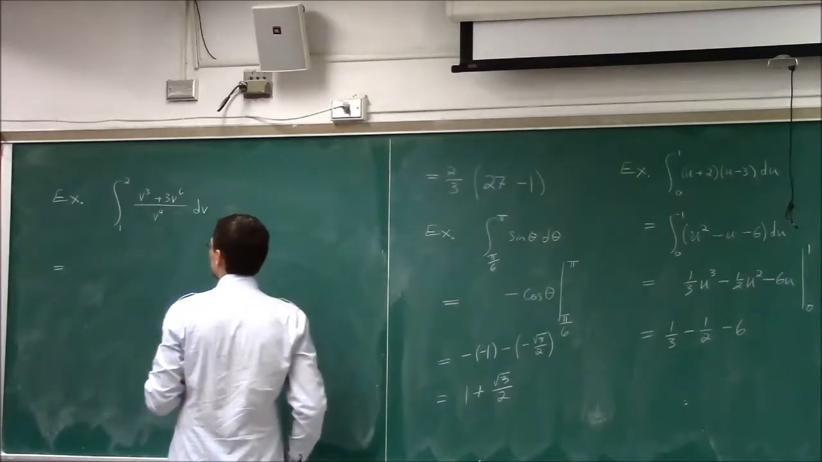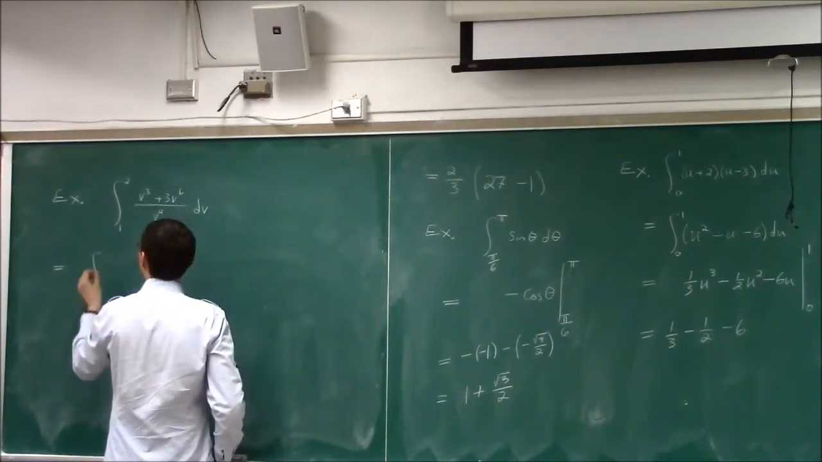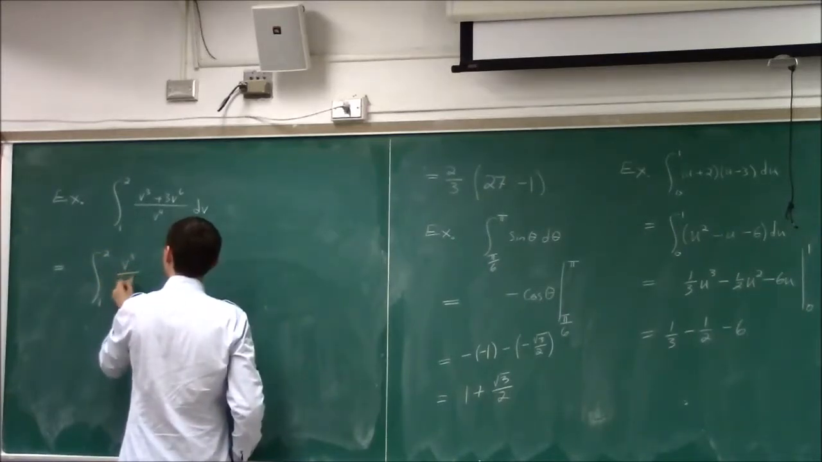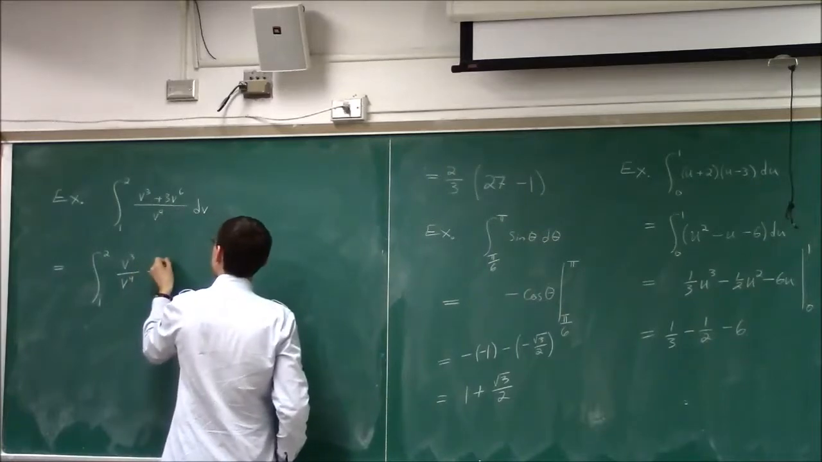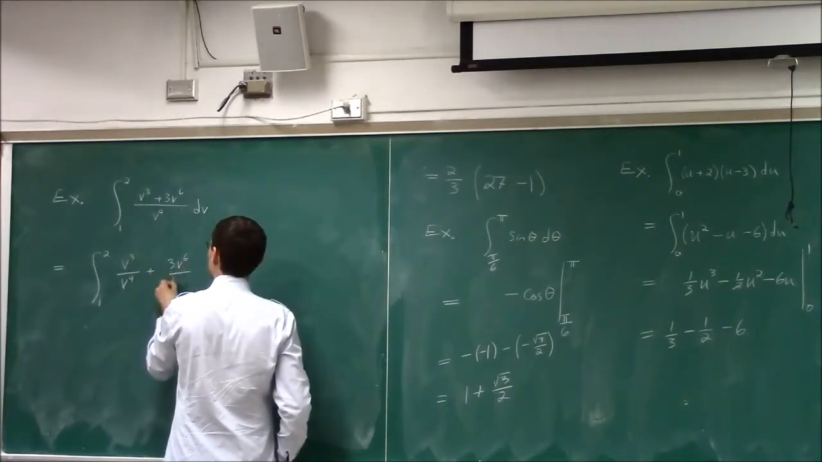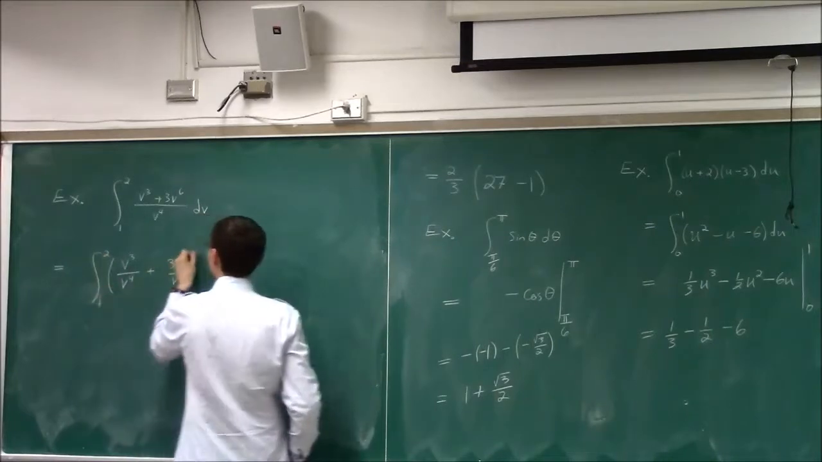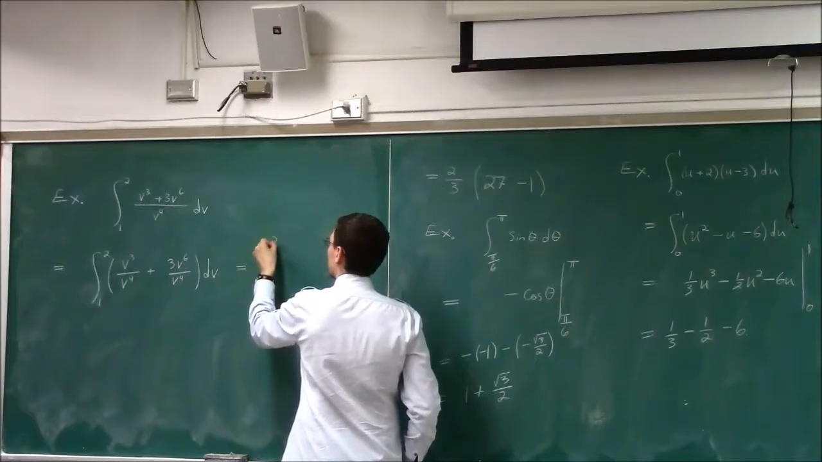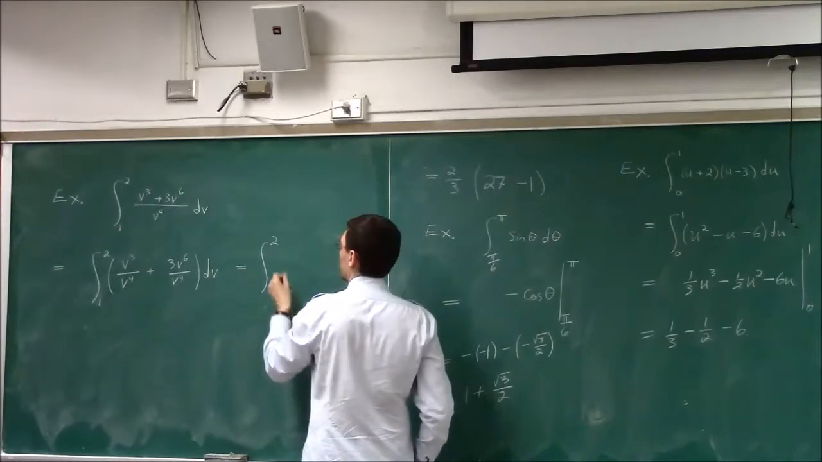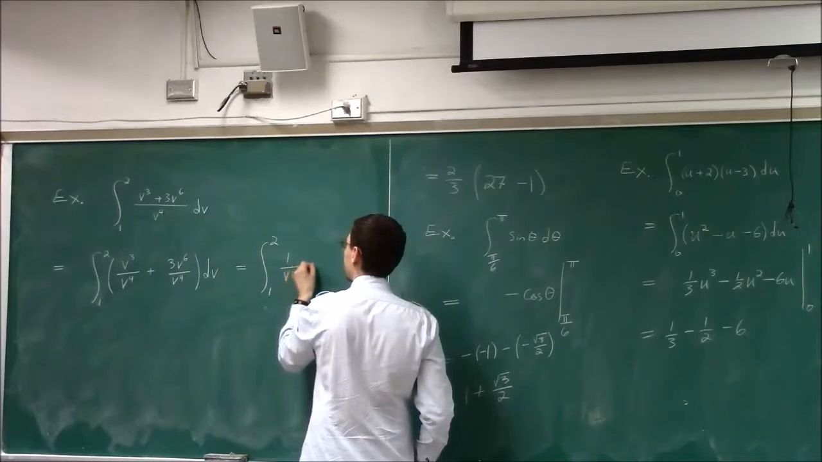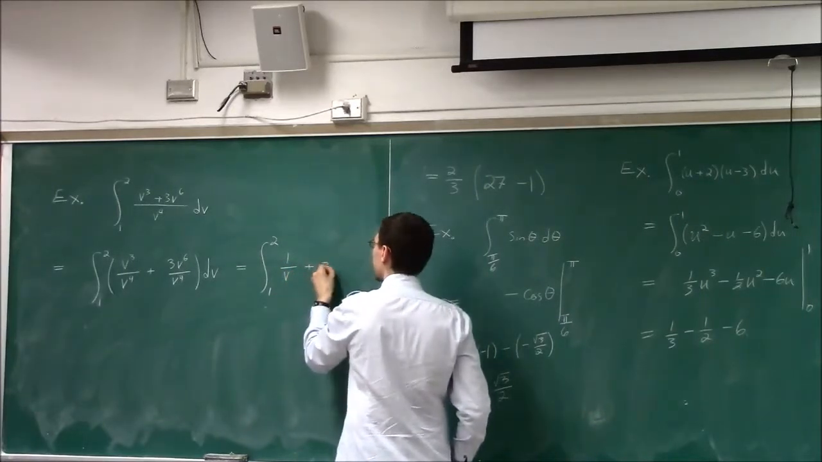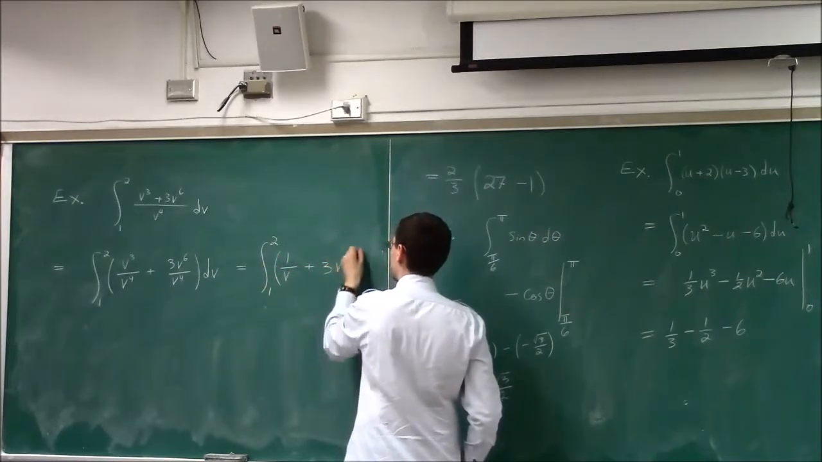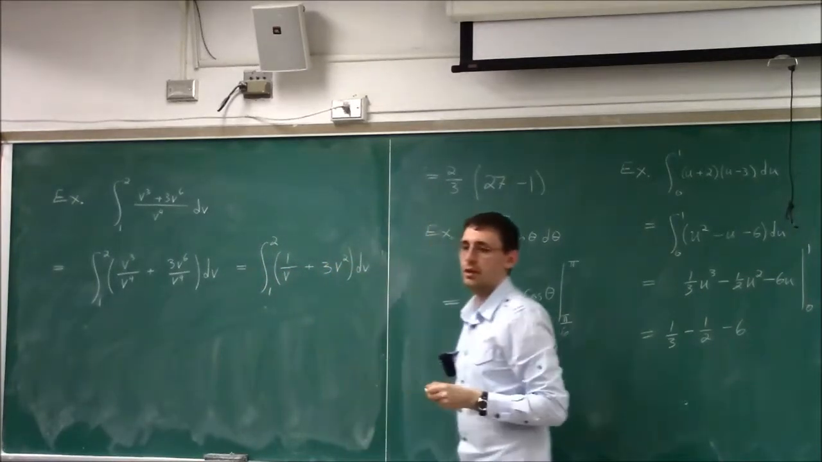Separate. So it's 1 to 2, and what you do is this is v cubed over v to the 4 plus 3v to the 6 over v to the 4, dv. This is from 1 to 2. V cubed over v to the 4 is 1 over v plus 3v squared. Correct? What do we do with that?